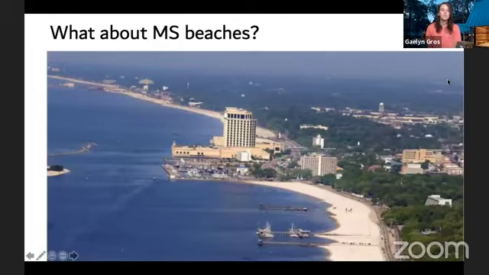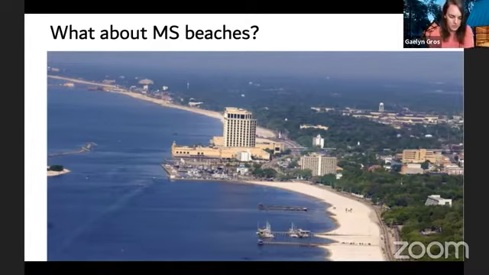All right. So what about Mississippi beaches? Do we think that Mississippi beaches are man-made, or do we think that they are naturally made? So this is just an image of our Mississippi Gulf Coast, and you kind of look at that for a little bit and see.